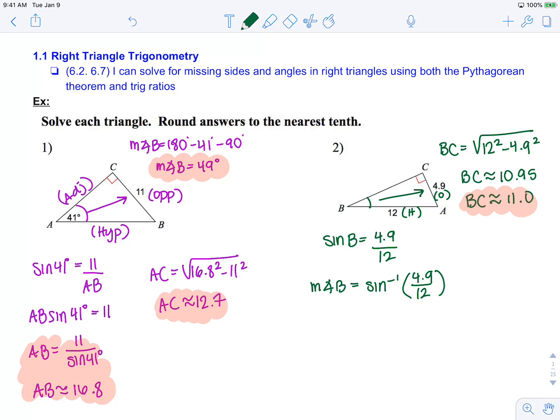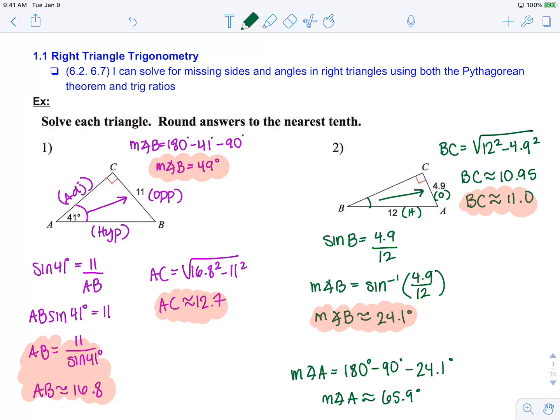I plug that into my calculator. The measure of angle B is approximately 24.1 degrees. So now I can use the triangle sum theorem to find the measure of angle A. Measure of angle A is 180 degrees minus 90 degrees minus 24.1 degrees. Measure of angle A is approximately 65.9 degrees.